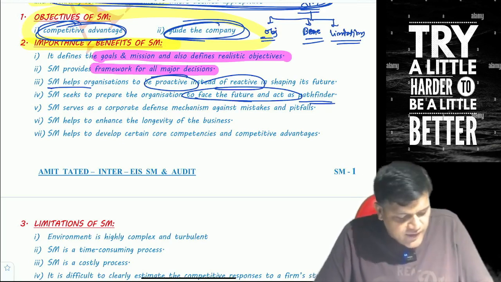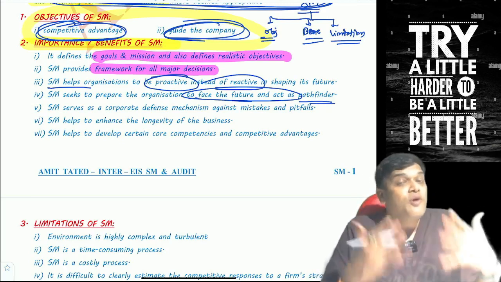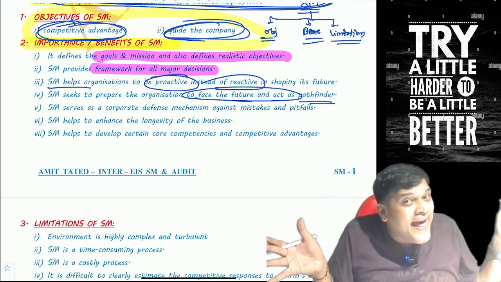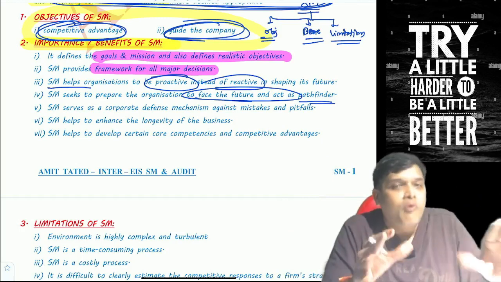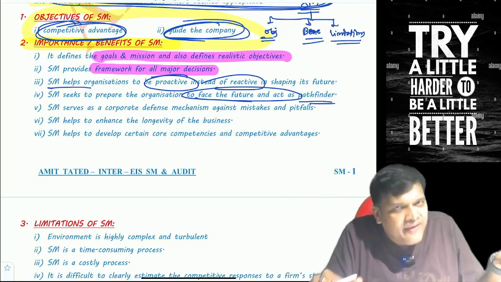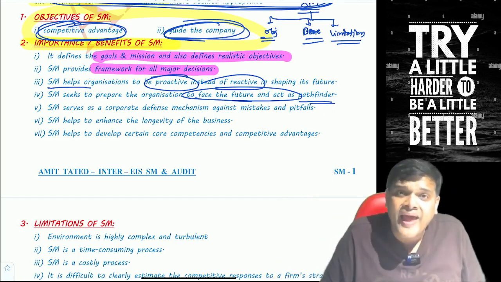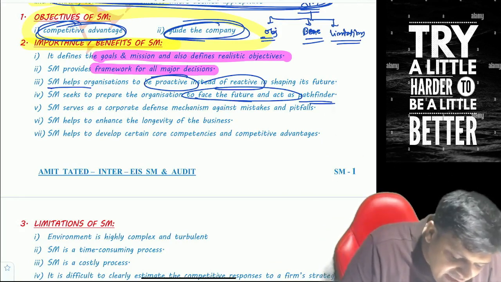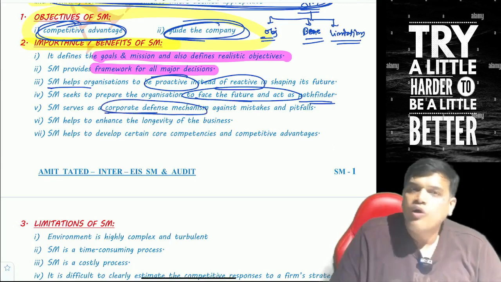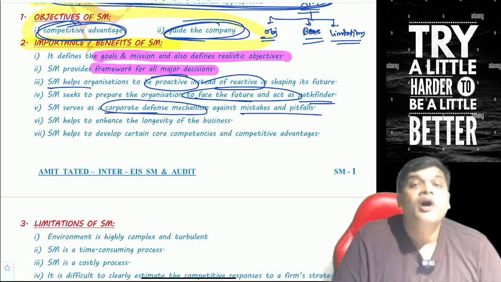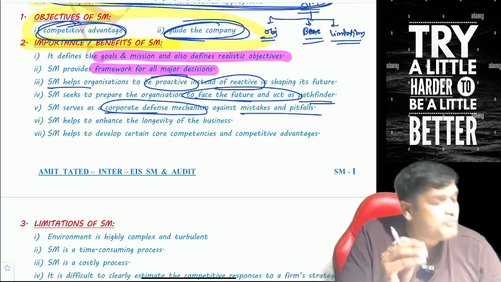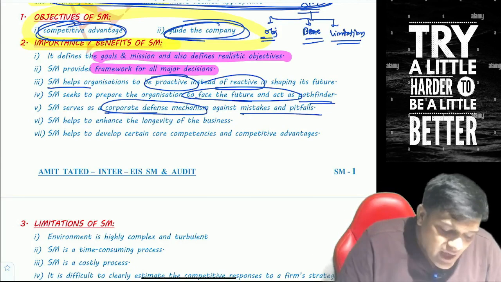Fifth benefit is a very important point. If you have strategic management, surprise, you are gone. In Hindi, this will not happen with you because you are going ahead with a plan. Therefore, strategic management helps as a corporate defensive mechanism. You will not be making mistakes and pitfalls, so the chances of mistakes and pitfalls will be less. Next point, SM.